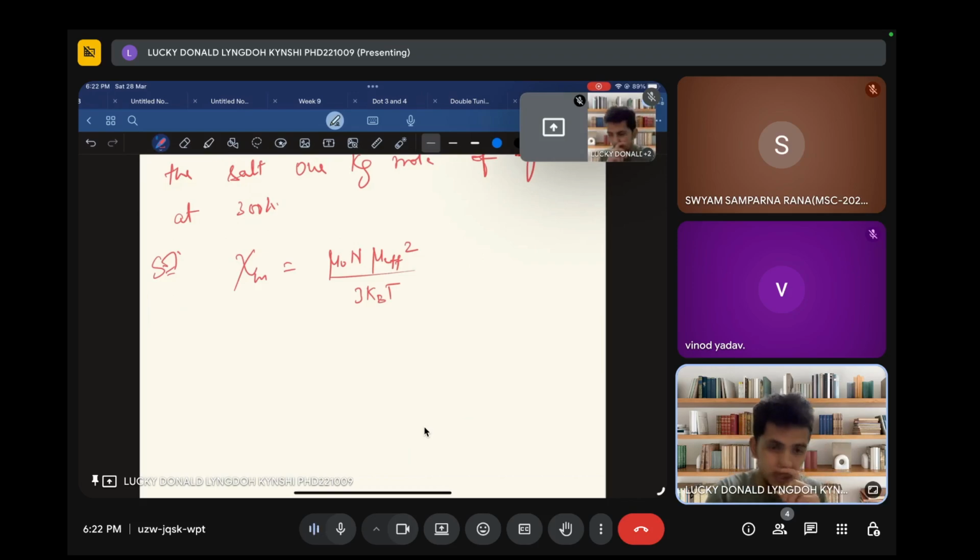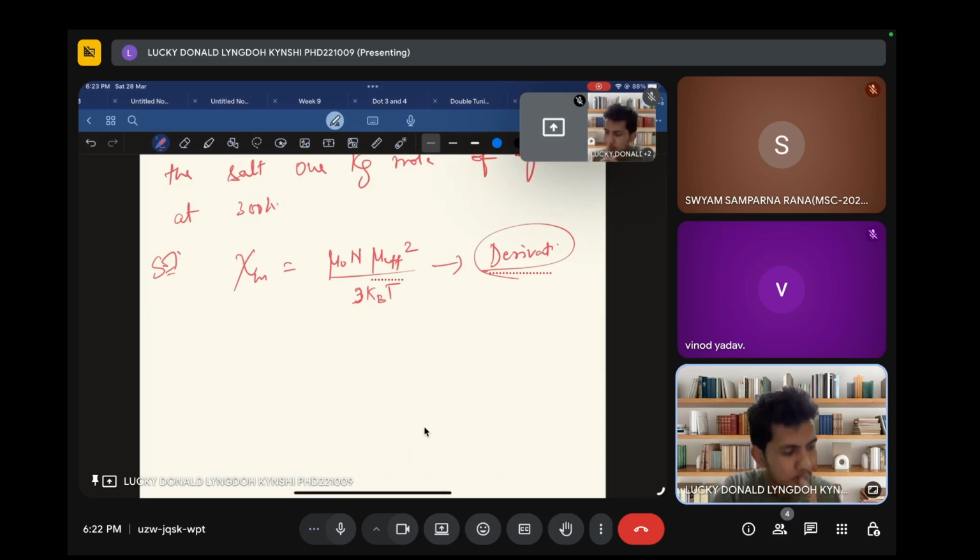We have seen your diamagnetic is different. We have seen your diamagnetic is negative. So here for a paramagnetic we have mu naught n mu effective square by 3 k_B T. This is for your paramagnetic materials. Again, the derivation is there in Kittel's book or any other standard books. They have all this derivation.